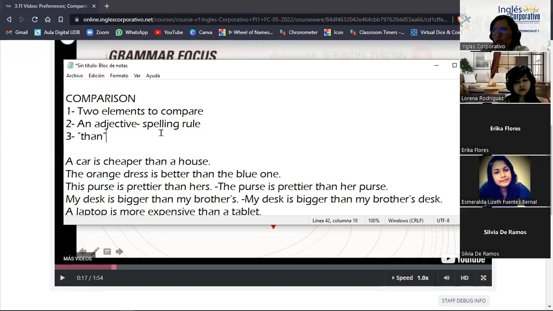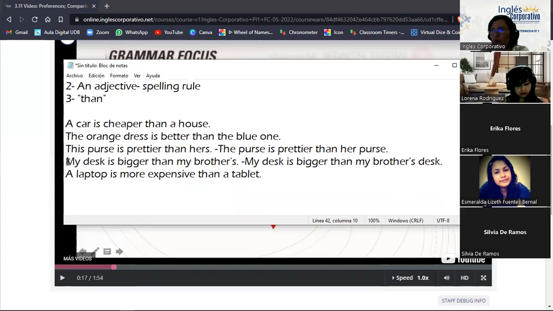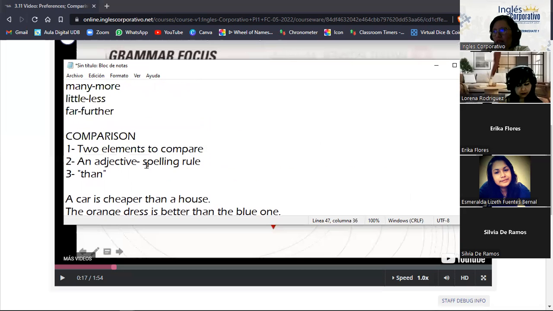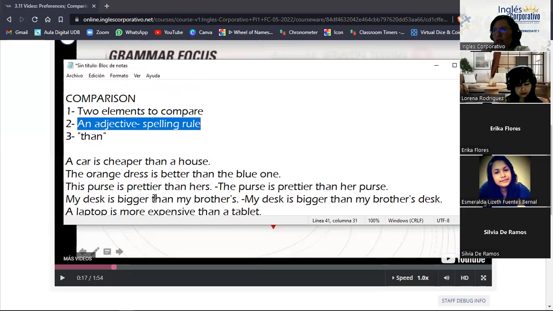An adjective with the proper spelling rule applied, prettier. Entonces tengo el elemento número dos. And then element number three, the word than, right? So this purse is prettier than hers, right? So in that case, I have all the elements that I need in sentence three. Sentence four, my desk is bigger than my brother's, or my desk is bigger than my brother's desk, right? So what are the two elements? Well, I'm talking about my desk and my brother's. So I have two different elements, right? And then it says an adjective with the proper spelling rule, bigger. My desk is bigger than my brother's.